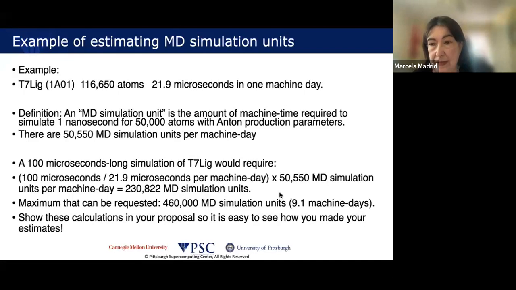It's important to show these calculations in your proposal. So you would estimate how many machine days you would need, and it's important to show how you reached these numbers. Explain your reasoning behind your request.